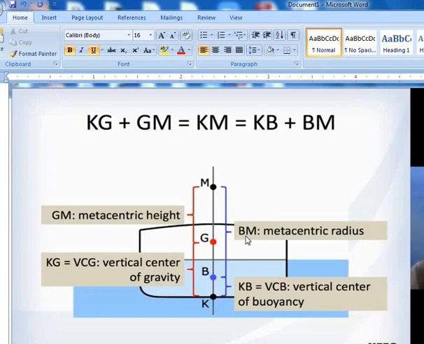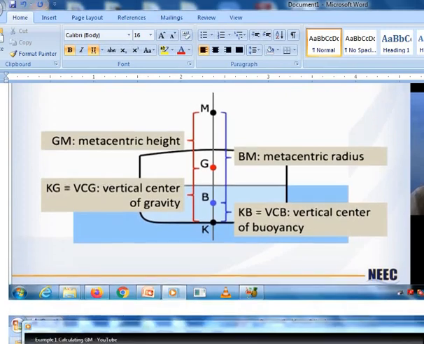You don't need to know about the BM, but I want you to have a fair idea that when you have a ship and they have loaded at a very high height, then the possibility of being stable or unstable would depend on the cargo or the weight that is sunk below. That is what we are going to concentrate our ideas on. So with this, I want you to focus more on this KG, GM, KB, BM. Let's get to the next slide.